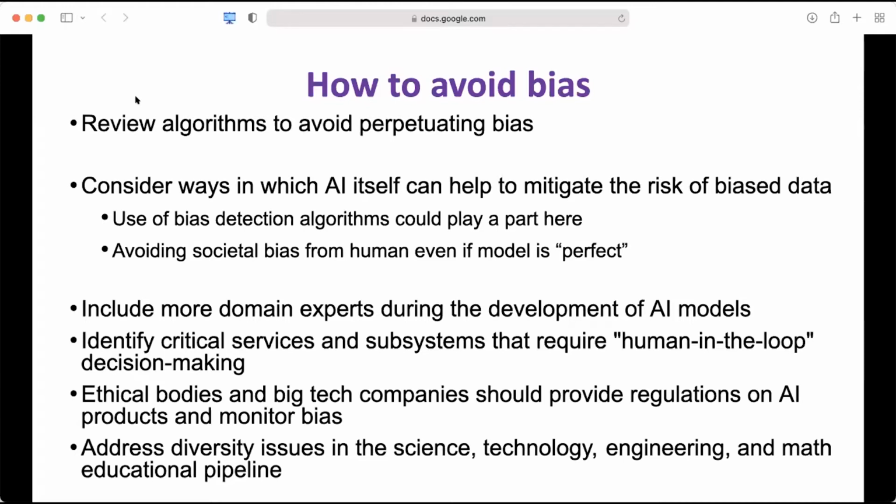And then obviously we know that as much as we're depending on the computer, there are now systems that should require human-in-the-loop decision making. Do not leave the actual algorithm to the computer because it will certainly be biased.